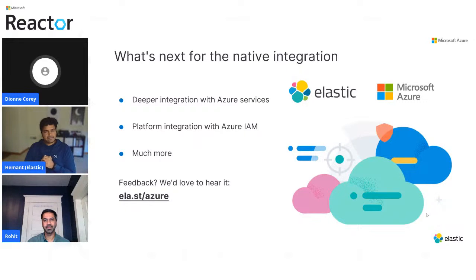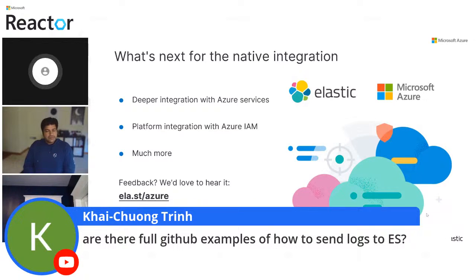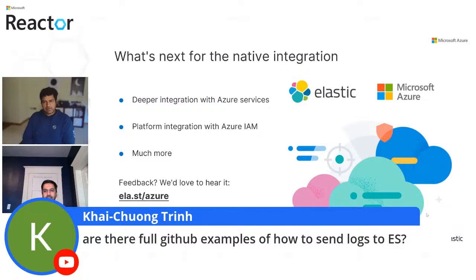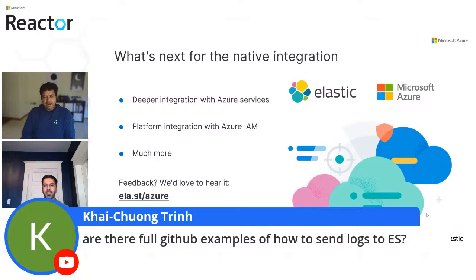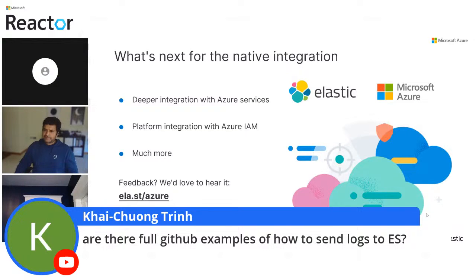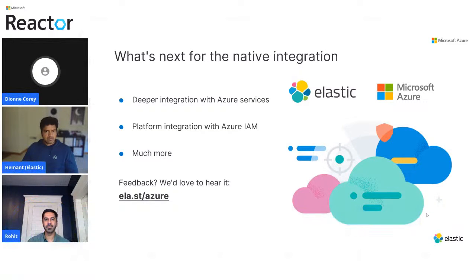Great. And we did get one question that just came in. It says, are there full GitHub examples of how to send logs to ES? Definitely, there are examples, and I just wanted to make sure whether they are in the context of the native integration or outside the native integration. Either way, there are examples that can be shared. I don't know what's the best way to follow up, Dion, but I can follow up with the content. Yeah, we can put some links in the description that will go along with the recording on the Reactor YouTube channel. So we can definitely do that.